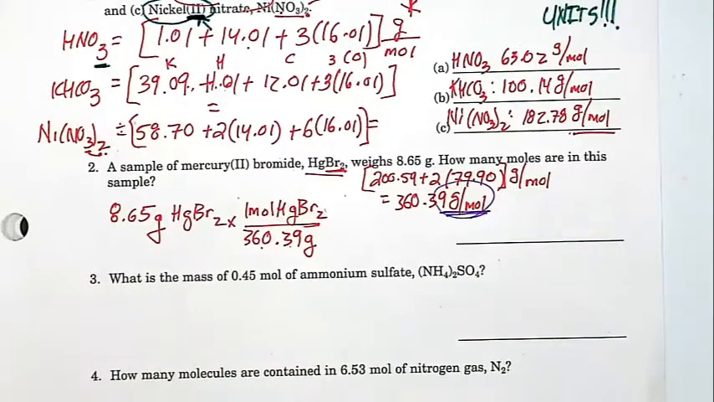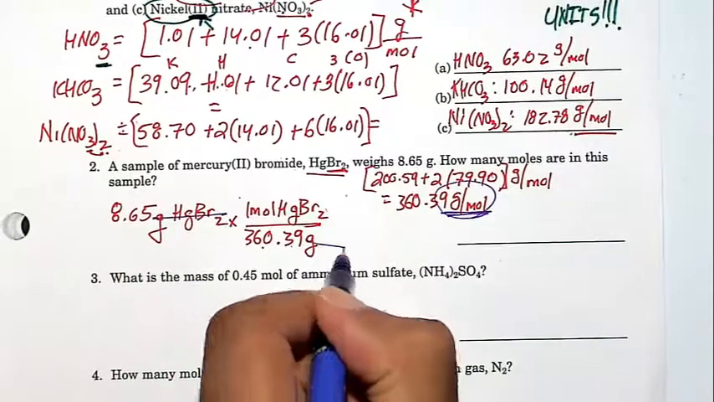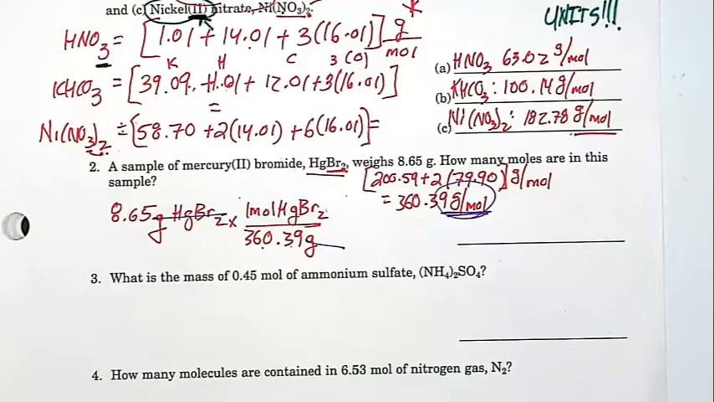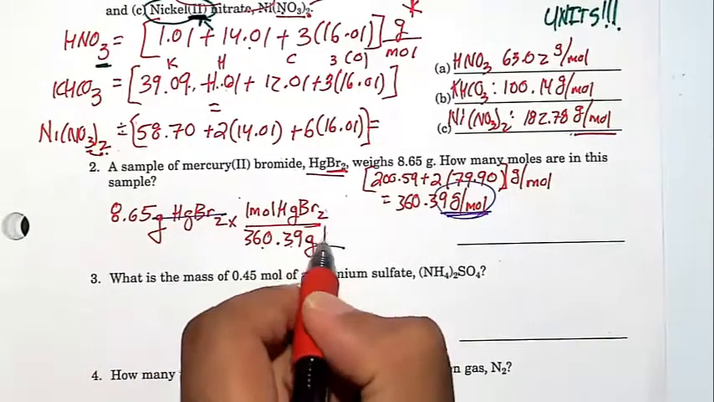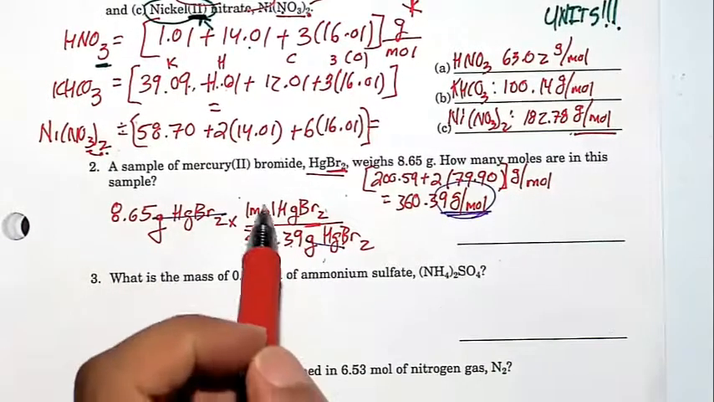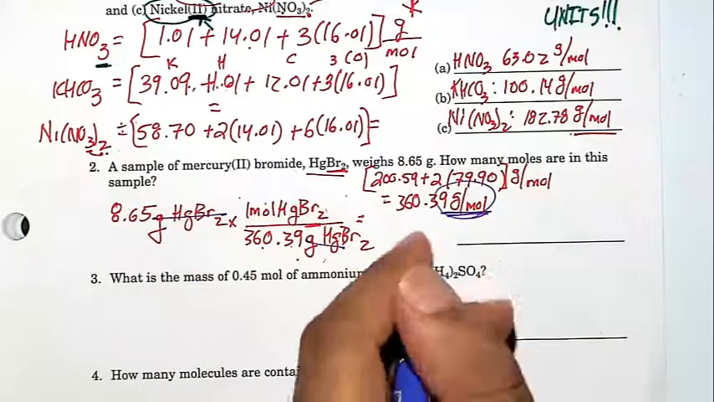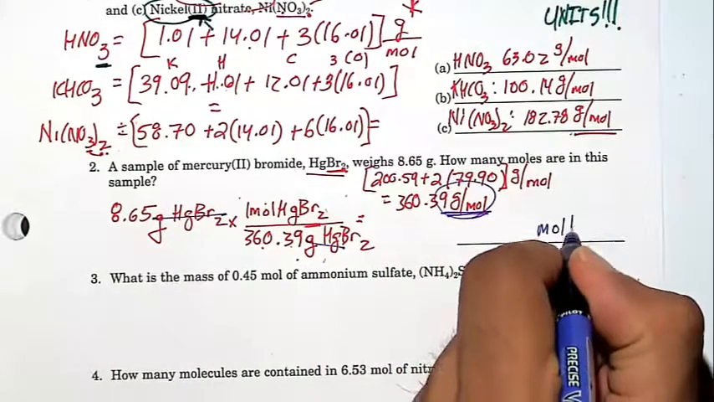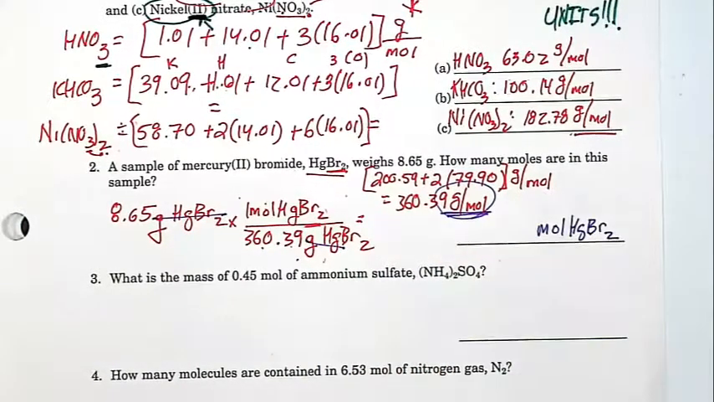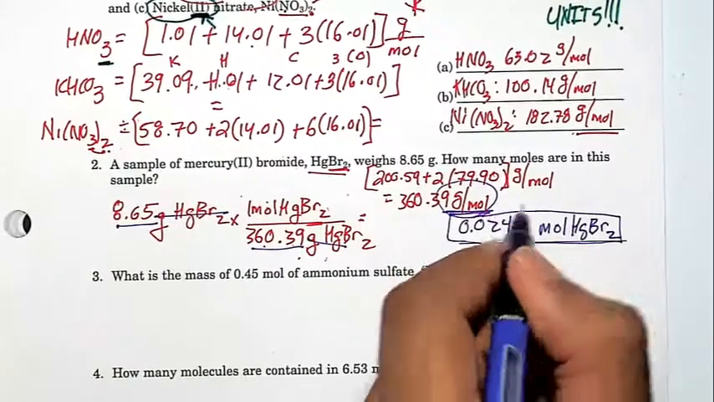Remember, in conversion factors, you can flip the numerator and denominator. The reason why I flipped this and went moles to grams is because I can cancel out the grams and grams. So canceling out the grams of HgBr2 with the grams of HgBr2 here in the denominator, that's why I put this in moles to grams, that relationship. The units cancel out, and my final units are going to be moles of mercury 2 bromide. And so 8.65 divided by 360.39, again, units.